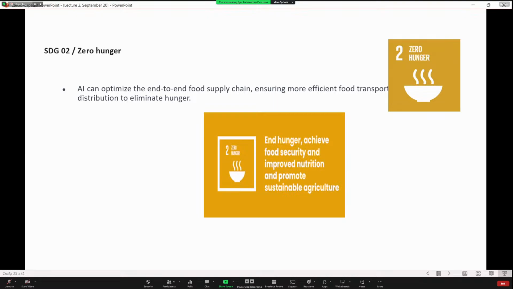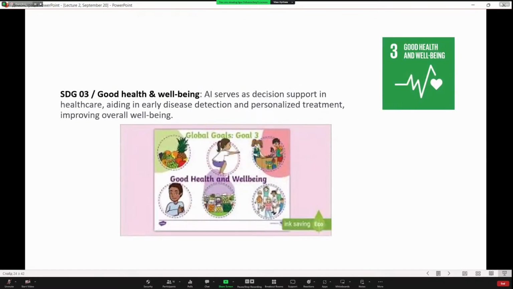Also, around that is the problem of achieving food security and improving nutrition, and helping to achieve a higher level of sustainable agriculture. SDG number three is good health and well-being. It's very important for people to be healthy during their life.